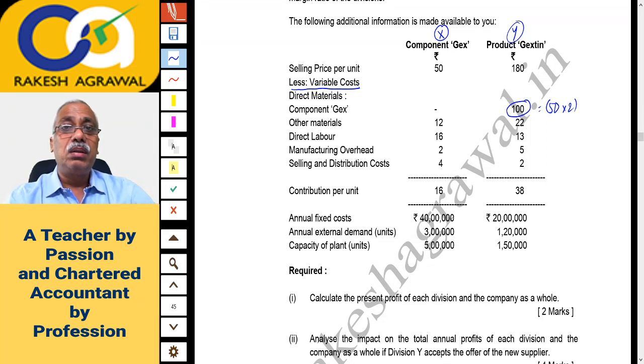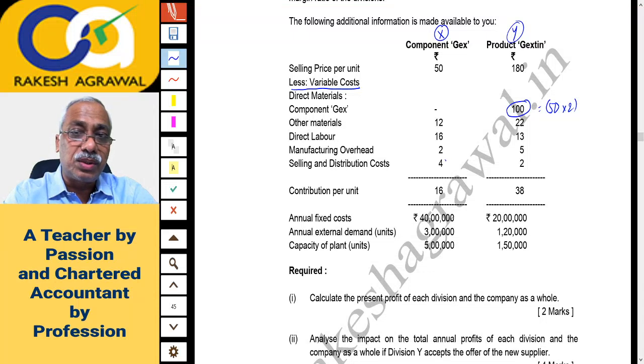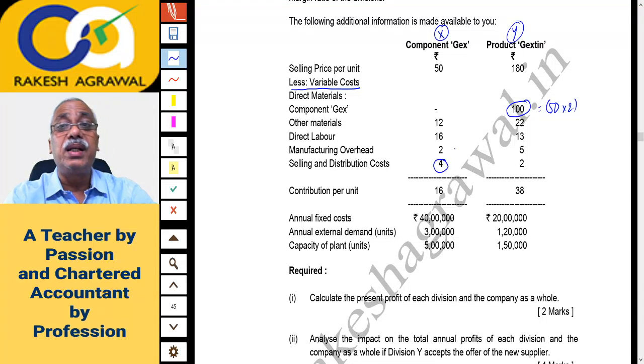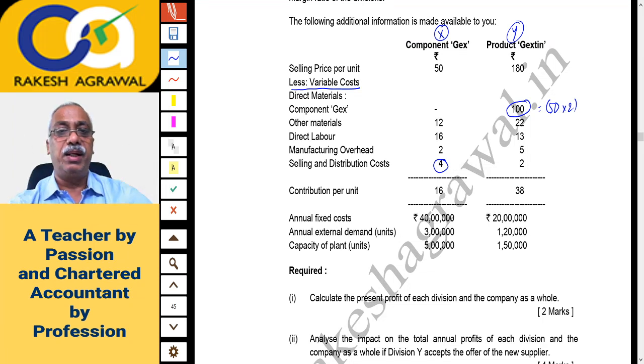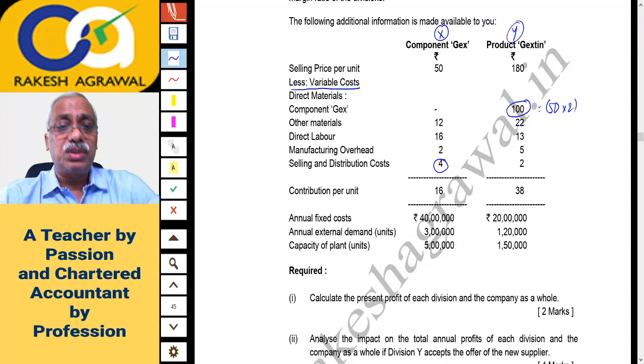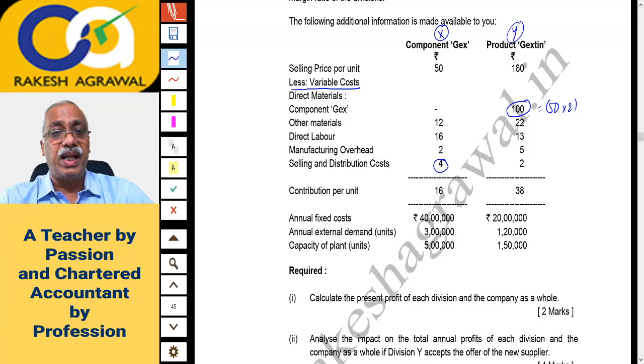Now please remember, this division X doesn't incur this cost, this 4 rupees, when it does the internal transfer. So on internal transfer, this 4 rupees cost is not incurred, okay. And contribution per unit is given as 16 and 38, it is readily given, ready-made. Annual fixed cost is also given to you, 40 lakhs and 20 lakhs.